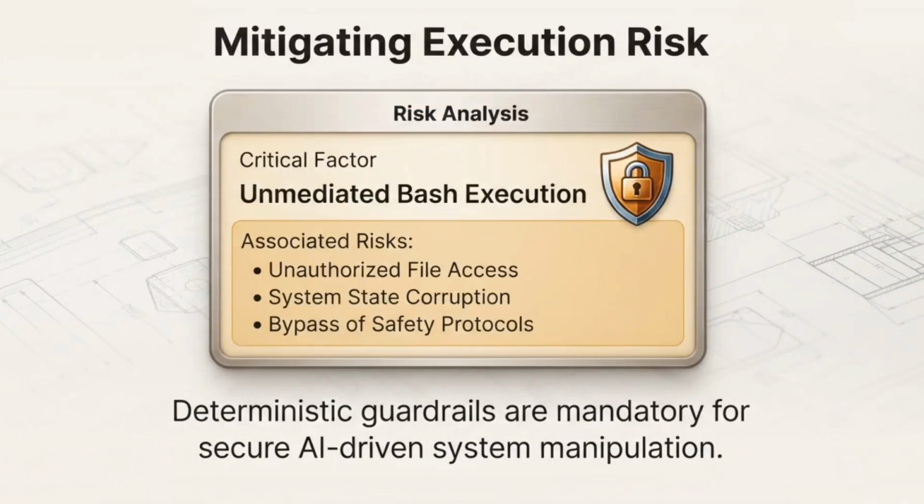But with this level of autonomy comes a very serious security reality. Unmediated, arbitrary bash execution and file writes are simply unacceptable enterprise risks. Having highly capable automated systems running wild, modifying code, and executing shell commands without guardrails is incredibly dangerous. Determinism isn't just about code accuracy, right? It's fundamentally about operational safety.